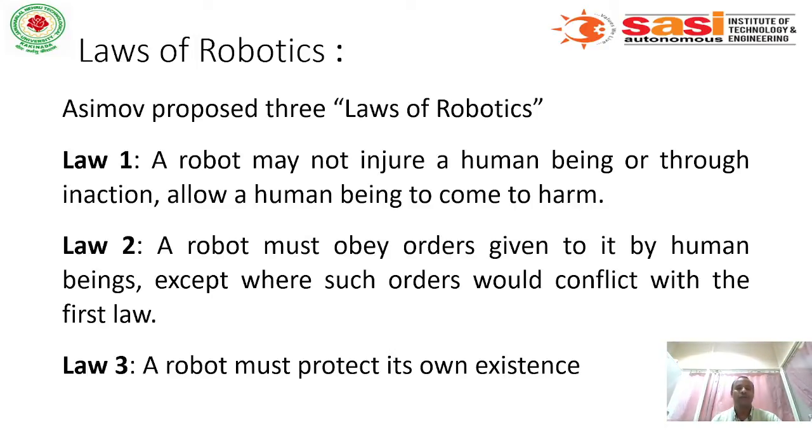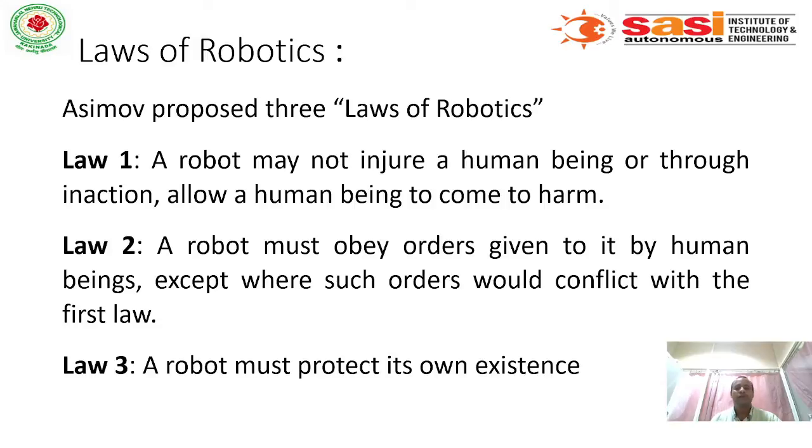And law 2: a robot must obey the orders given to it by human beings. Whatever orders we give, those orders have to be obeyed by the robot, except, there is an exception here, except where such orders would conflict with the first law. What are the first laws we are having? If that conflicts with the first law, then it should not be a robot. So that is the case we are having.